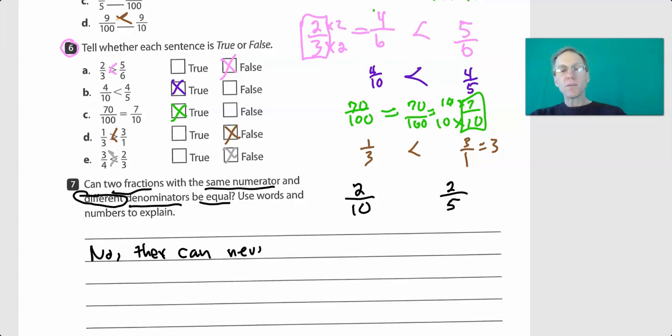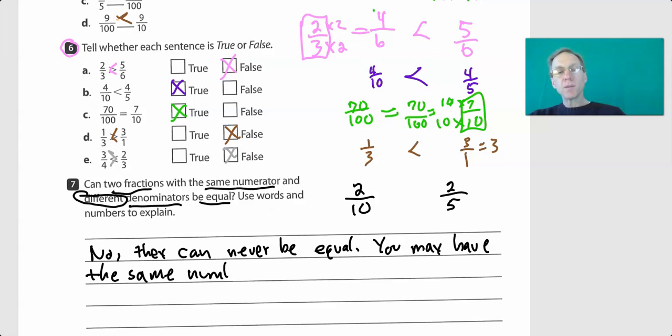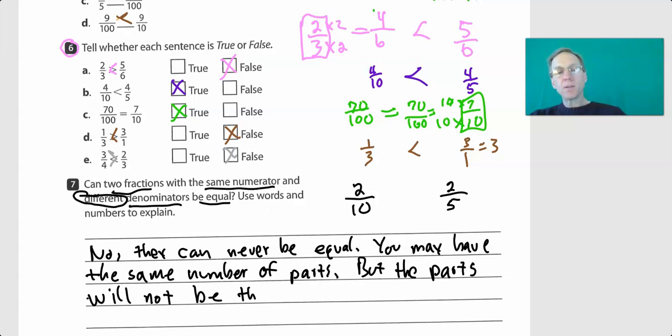They can never be equal. You may have the same number of parts, but the parts will not be the same size. That's the problem. Or you could talk about pizza. There's a lot of ways to do it.